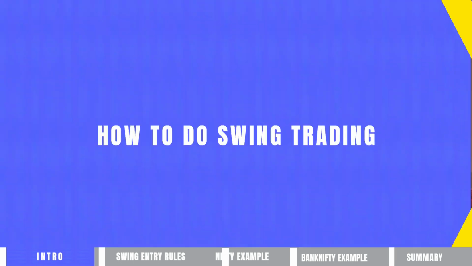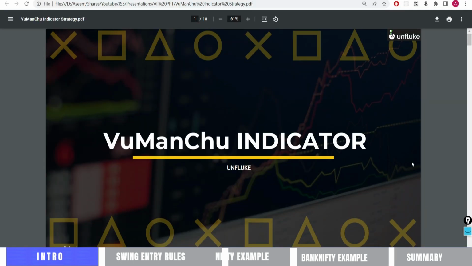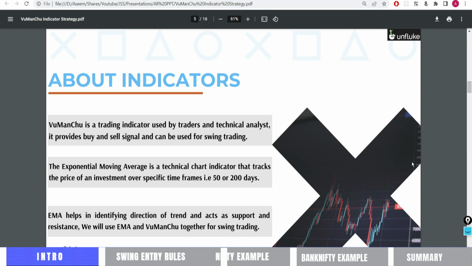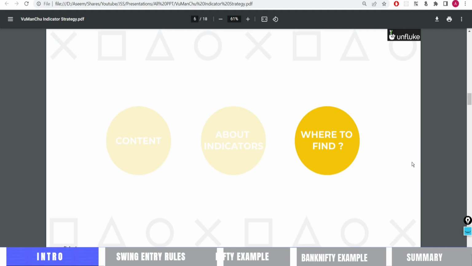So let's go ahead and I'll tell you all the rules of this pattern. So let me now talk about the VuManChu indicator and about the strategy. In this, I use two things. I use the VuManChu indicator, which will give us the perfect entry. And I am using the 50 and 200 day moving average, which we already know. It basically tells us whether the market is in an uptrend or a downtrend. And I will be trading this on an hourly time frame, and this is swing trading. That means I can hold the trade for a few days or a couple of hours, right?